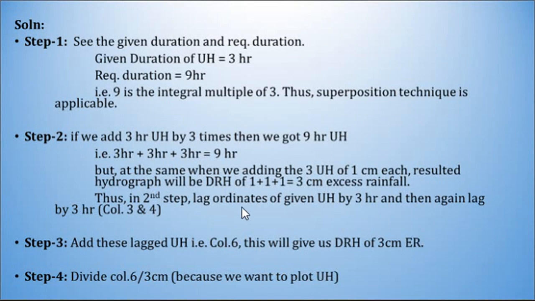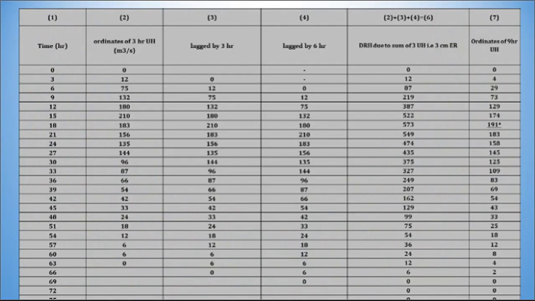Thus in the second step, lag the ordinates of the given unit hydrograph by 3 hours and then again lag by 3 hours, as shown in columns 3 and 4. Add these lagged unit hydrographs in column 6. This will give us the direct runoff hydrograph of 3 centimeter excess rainfall. Divide column 6 by 3 centimeter because we want to plot the unit hydrograph. So let us understand all this with the help of this table.